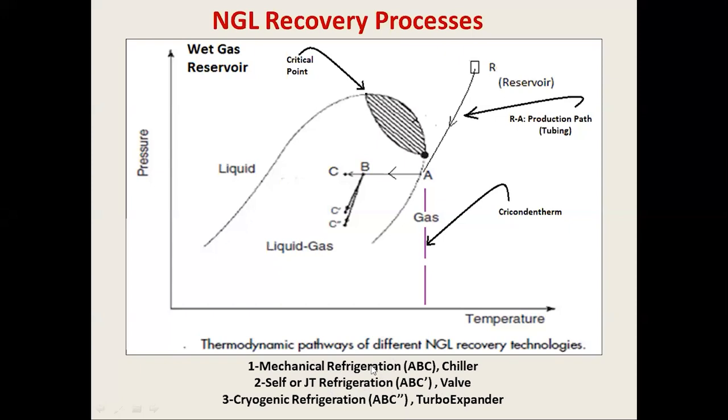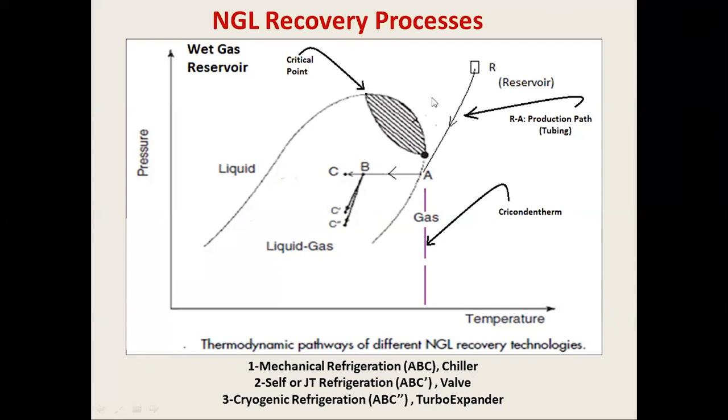So the first one, mechanical refrigeration, is line A, B, C. We rely on mechanical equipment, we call it a chiller. In the self-refrigeration or JT Joule-Thomson effect, we have A, B, C dash. In this method for liquefaction of heavy hydrocarbons, we rely on the JT valve. The third one, from A to B to C double dash, is called cryogenic refrigeration, and we rely on mechanical equipment again. It is called a turbo expander. We will see these three methods in detail in the following slides.